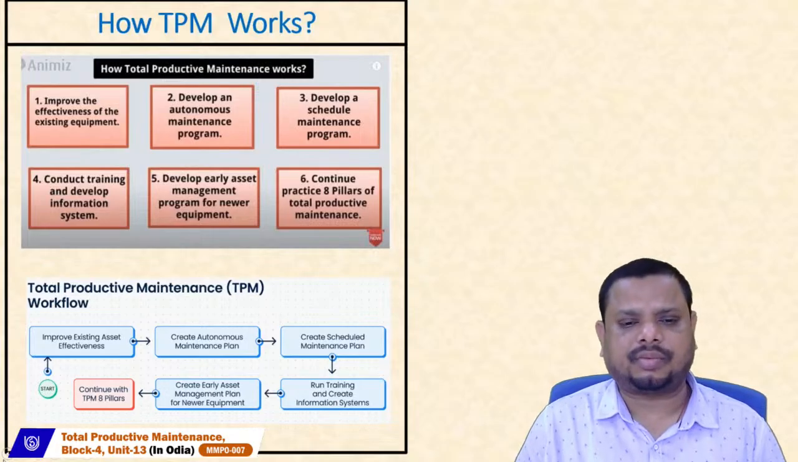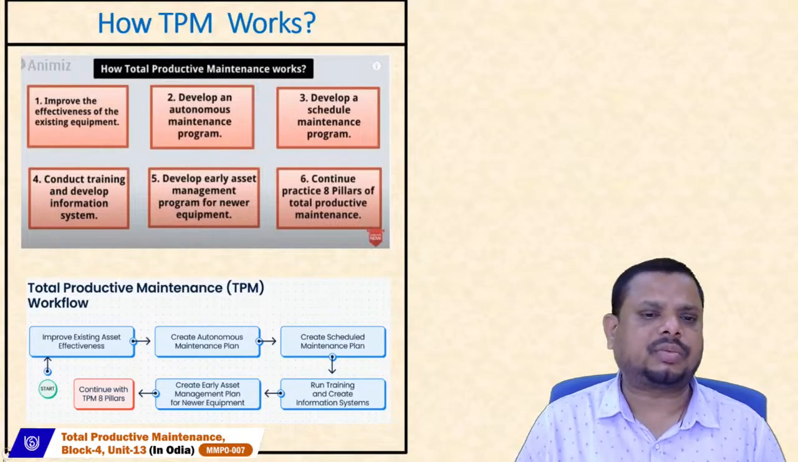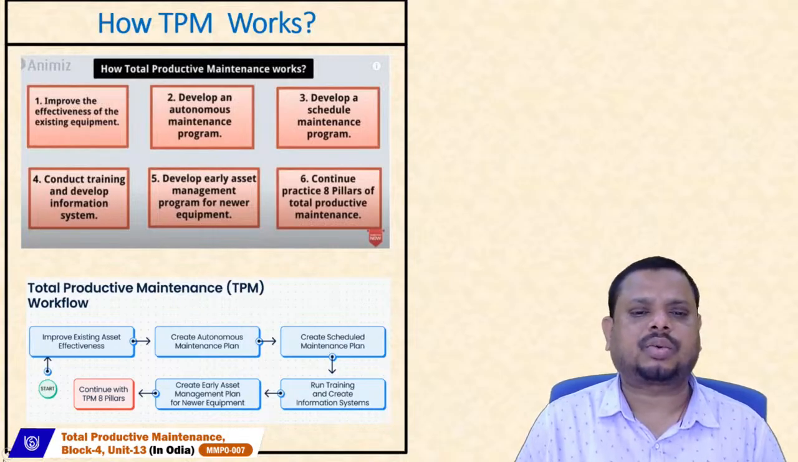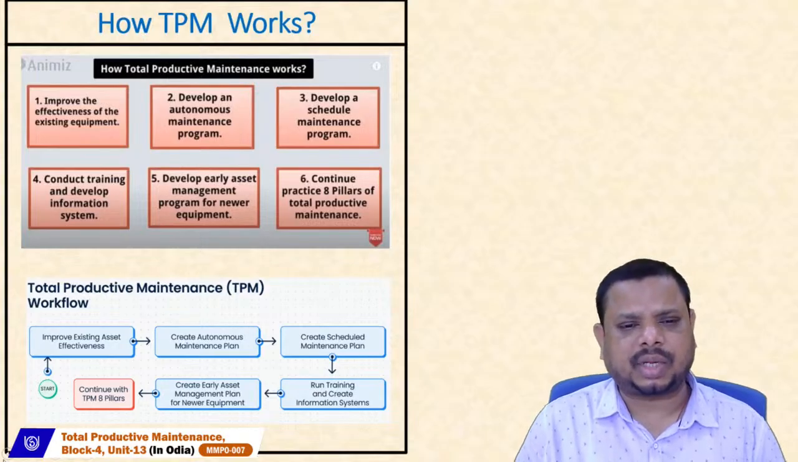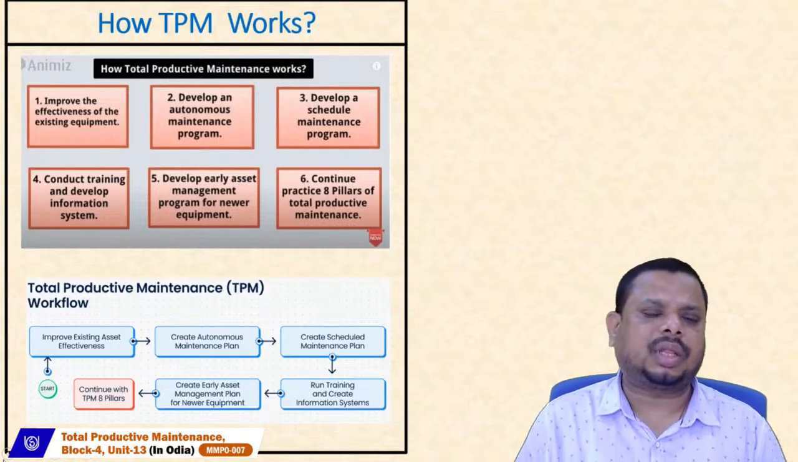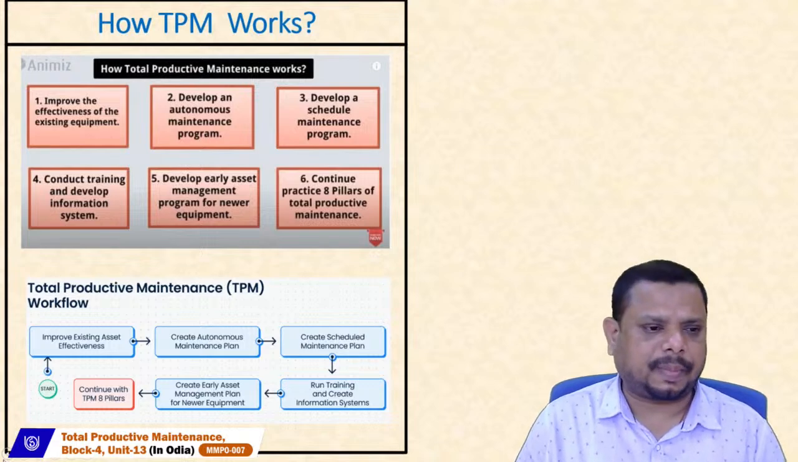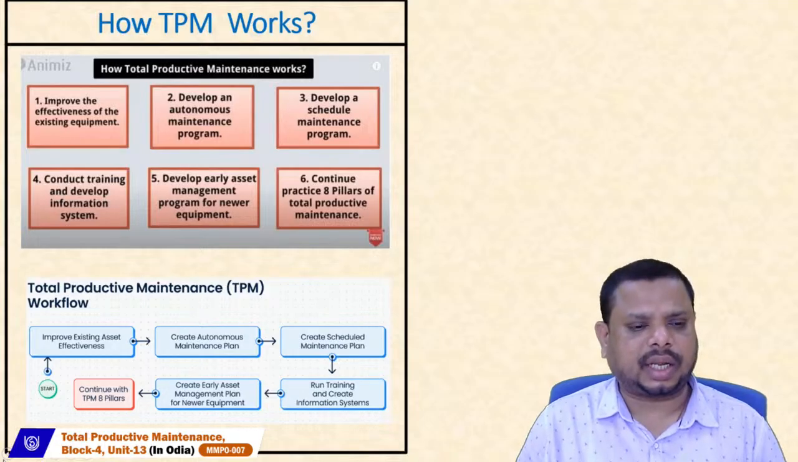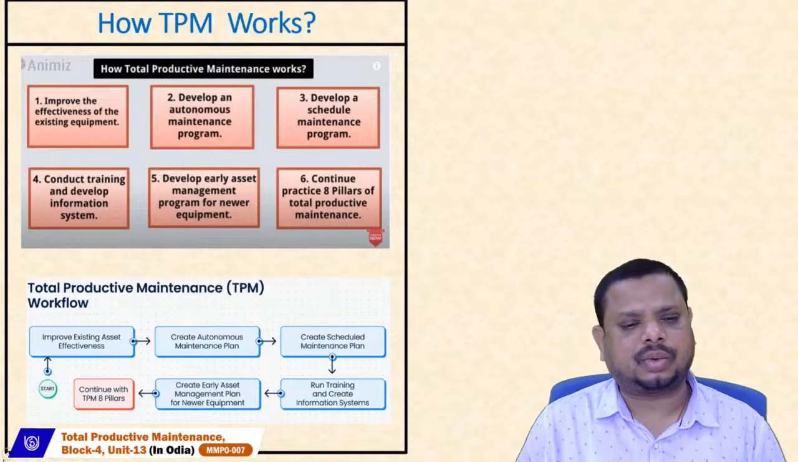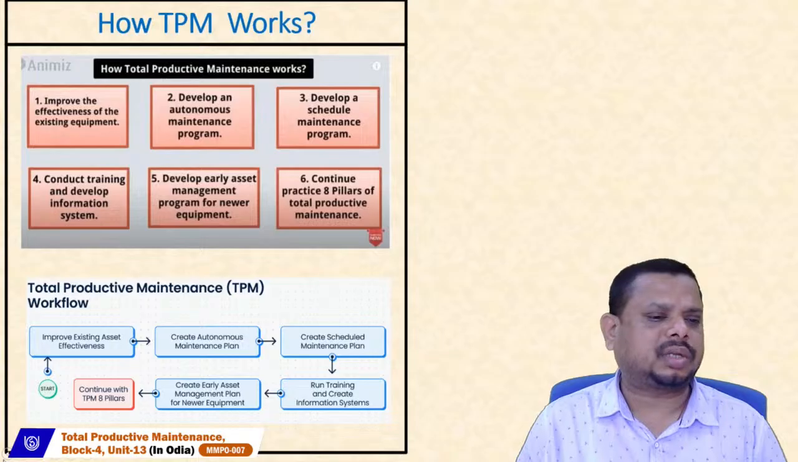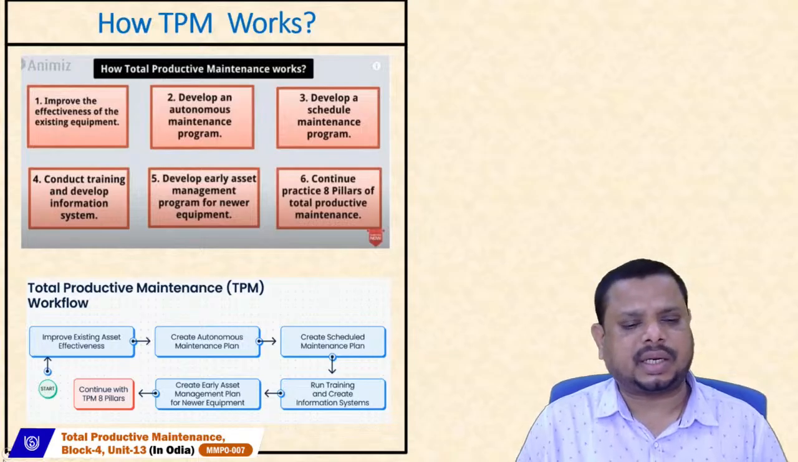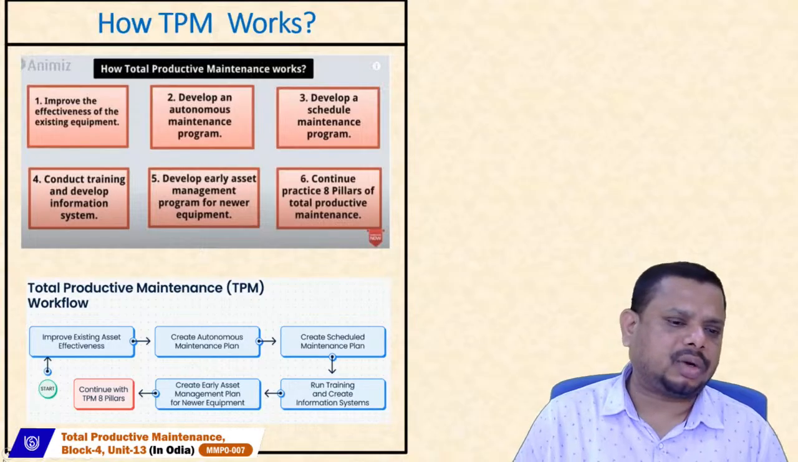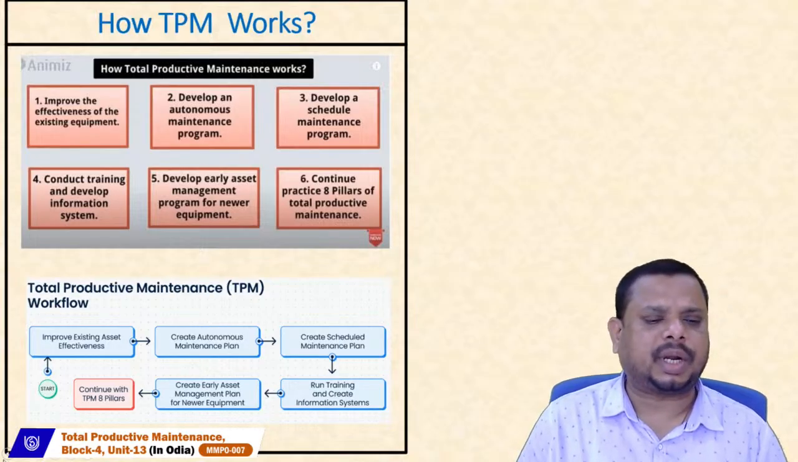The third point is to develop a scheduled maintenance program, whether in the form of day-to-day maintenance, weekly maintenance, monthly maintenance, or quarterly maintenance, or in some cases, in large industry, a shutdown maintenance program. Next, they conduct training and development and information systems so that all levels of management can improve their skills and get a large amount of information to understand various machines, their hazards, their difficulties, and how to overcome these difficulties when providing maintenance.